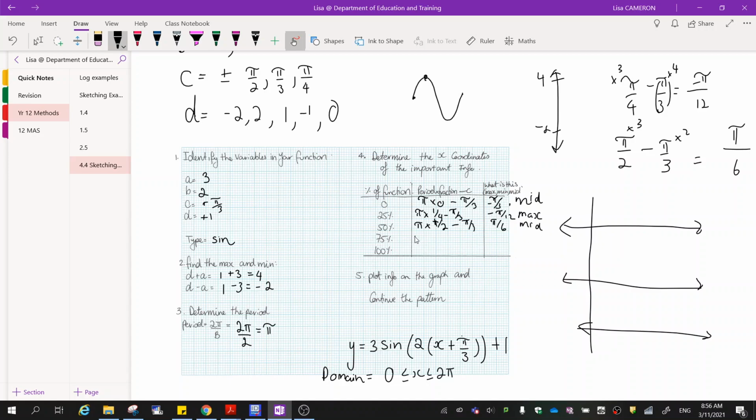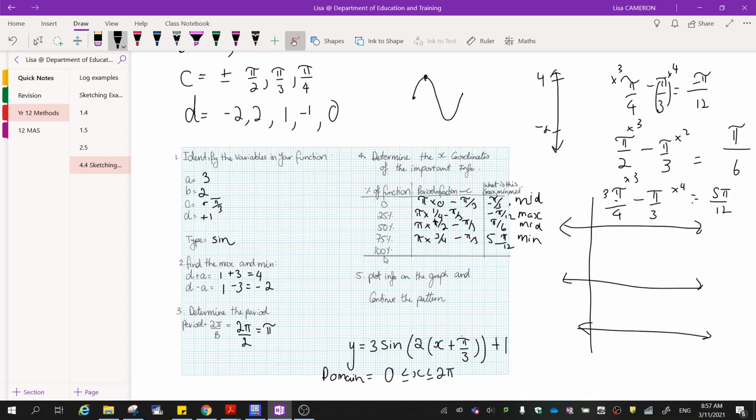Next part we're doing, pi times 3 pi on 4 minus pi on 3. So 3 pi on 4 minus pi on 3, times this side by 4 and this side by 3. That's going to become 9 pi minus 4 pi, so 5 pi on 12. So 5 pi on 12, and that's going to be a minimum.